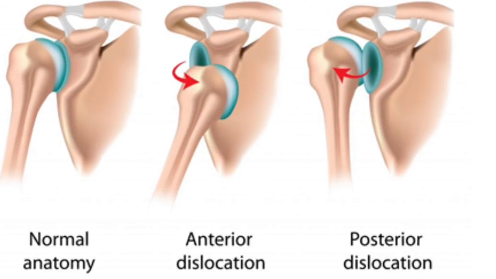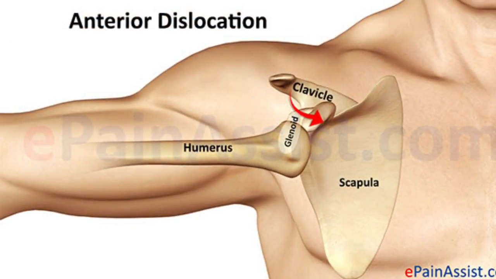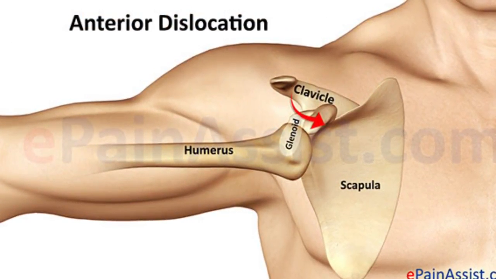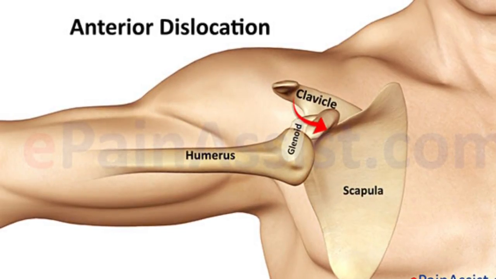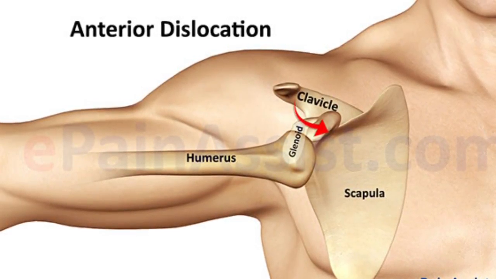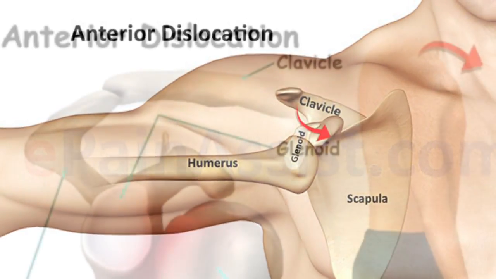An anterior dislocation is usually caused by excessive extension and lateral rotation of the humerus. The humeral head is forced anteriorly and inferiorly into the weakest part of the joint capsule. Tearing of the joint capsule is associated with an increased risk of future dislocations.